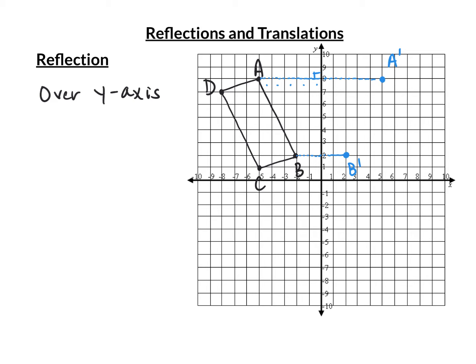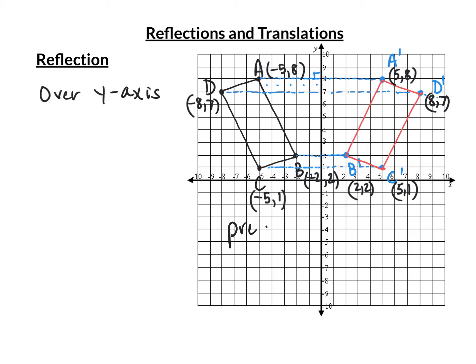Then we'll do the same for C. Travel along a perpendicular to your line of reflection. It's 5 units away, and we'll go 5 on the other side. And this will be C prime. Then the last one is going to be D. Along a perpendicular, D is 8 away, and we'll go 8 on the other side. And there is D prime. Let's connect those. A, B, C, D was the pre-image. And the red, A prime, B prime, C prime, D prime, is the image.